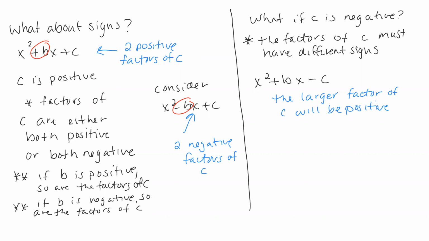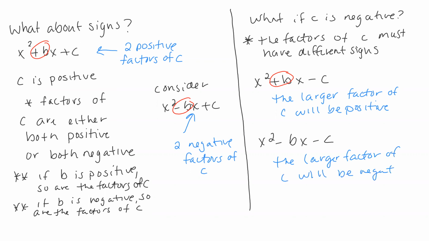So I find my factors of C and I've got to figure out, well, which one's positive, which one's negative. B tells you. If B is positive, that means you need a positive sum. So the larger of the two factors would have to be your positive. Now, if I had x squared minus bx minus C, the larger factor of C will be negative. So again, if I have a negative C, my factors have to have opposite signs no matter what. But you have to determine, well, which one's positive, which one's negative. B always tells you. If B is negative, that means the sum has to be negative. And the way that would occur is if your larger factor is negative.